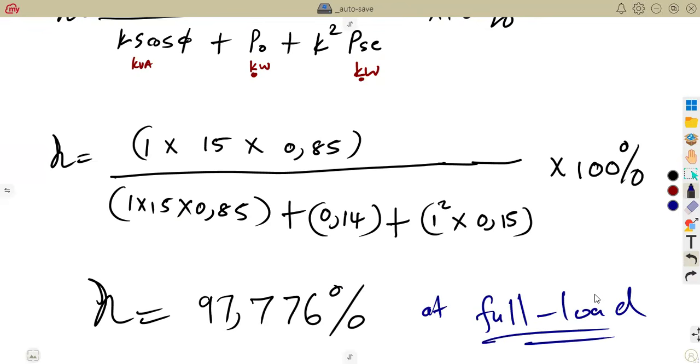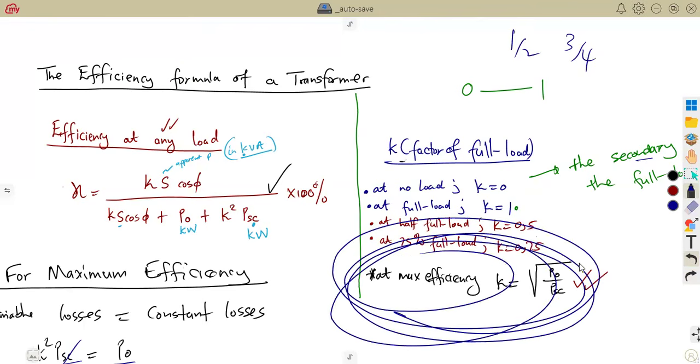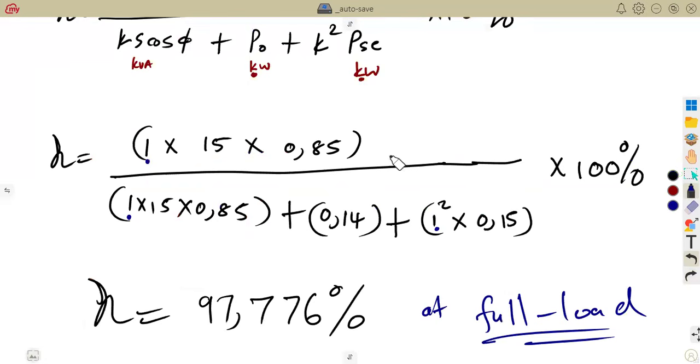The K is going to change if they mention anything about the load. If they say it is 3/4, or half load, or 75%, whatever you're given, K changes. Is it at maximum efficiency? The K has to change. You must calculate the new K. So revise your basics, guys. This is how these questions might be given.